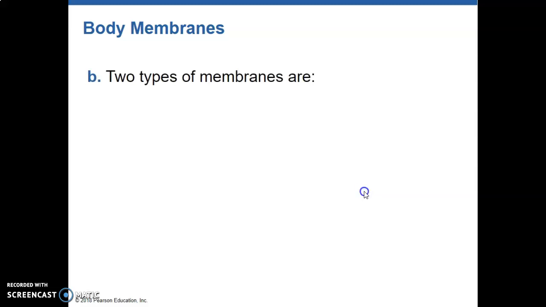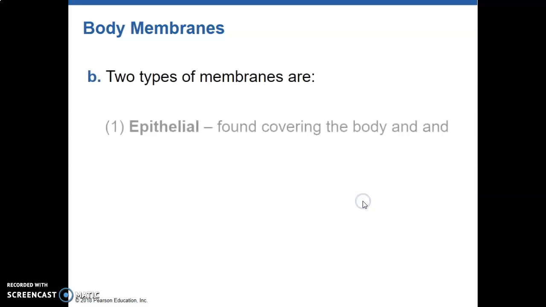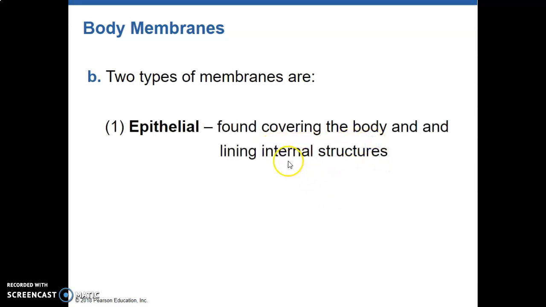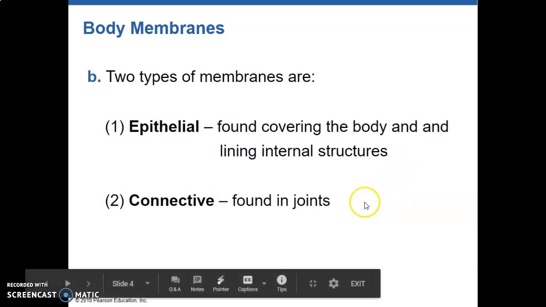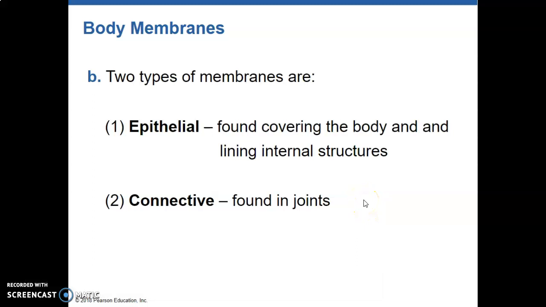Two types of membranes. We have epithelial membranes. Epithelial membranes are found covering the body and then also lining the internal structures of the body. So they cover the body and they line internal structures. We also have connective tissue membranes, and these are found around joints. We'll talk about synovial membranes at the very end of this lesson.